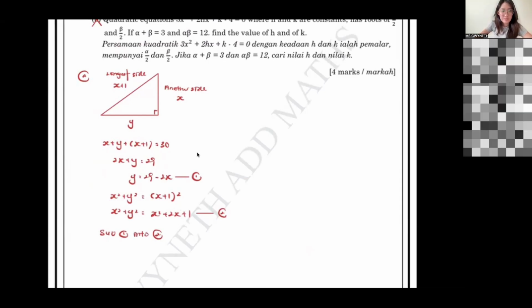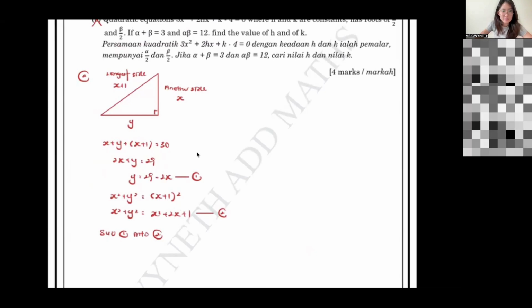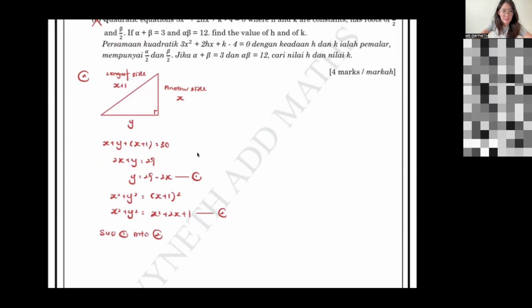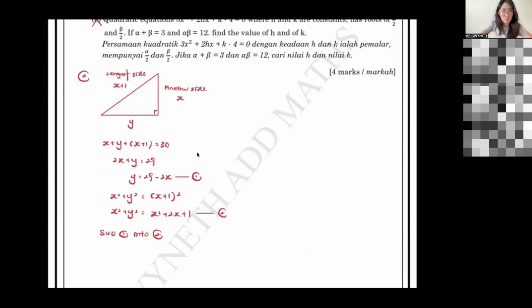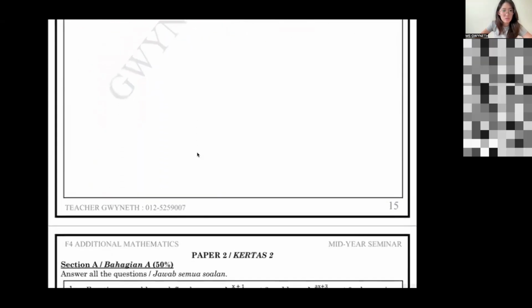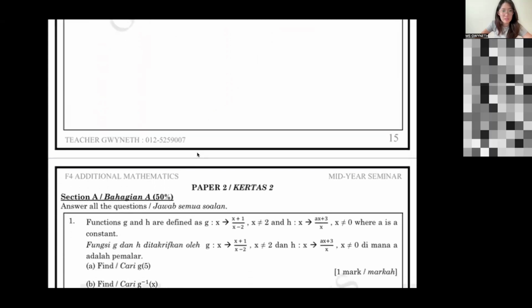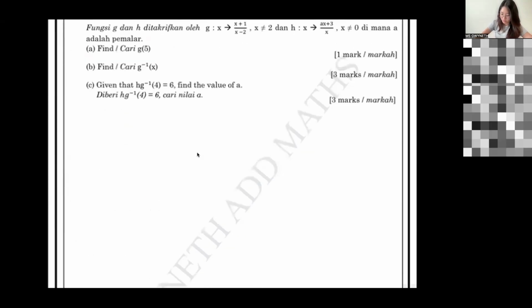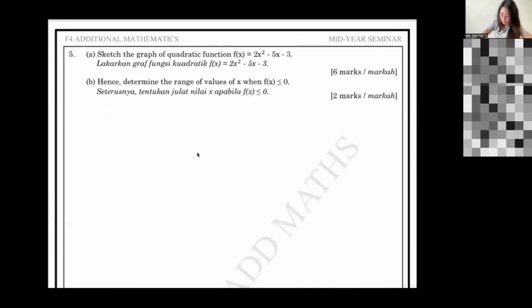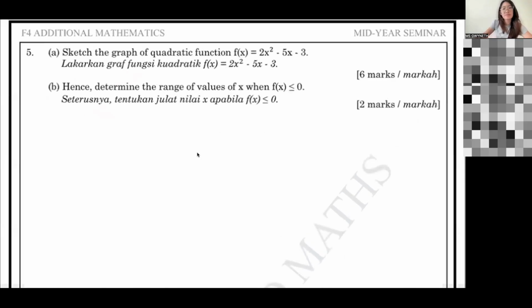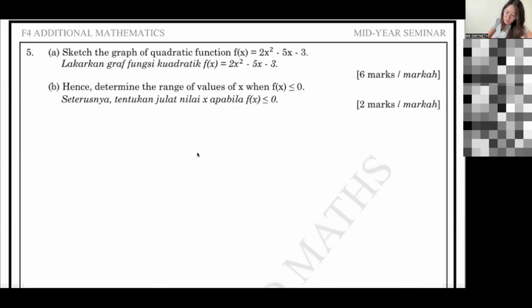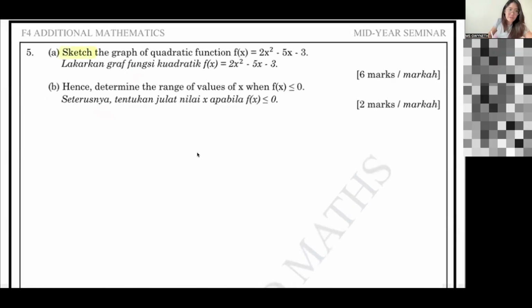All right, everybody, got it? All right, now let us move on to paper 2. Let me see. All right, go to question 5. Paper 2, question 5, sketching. Okay, I teach you how to sketch a full mark graph.